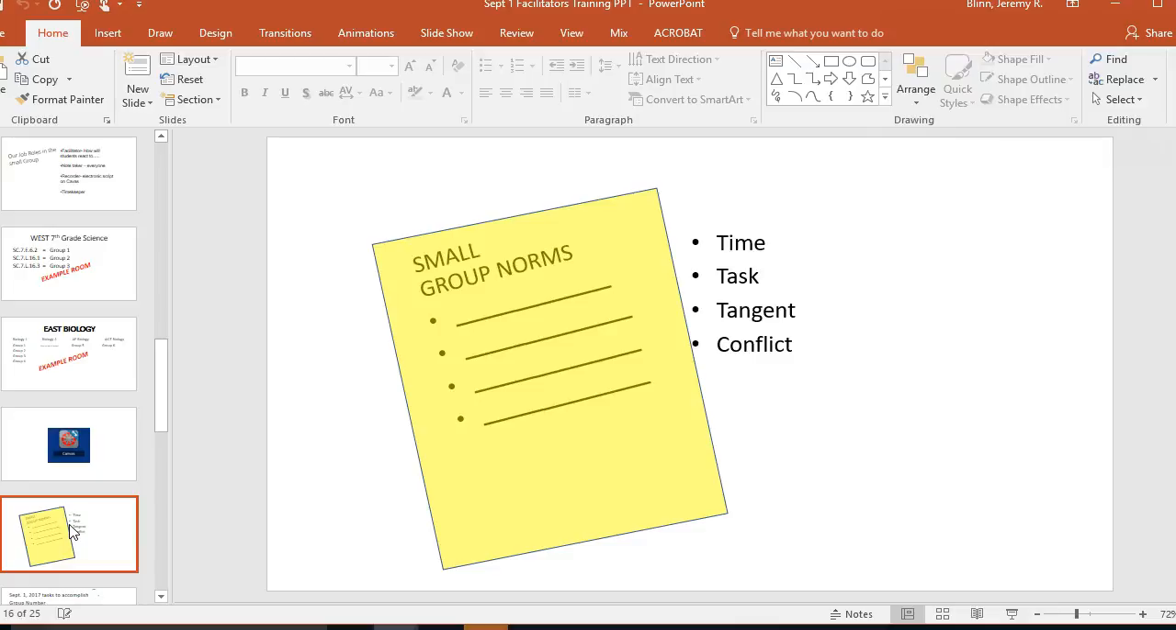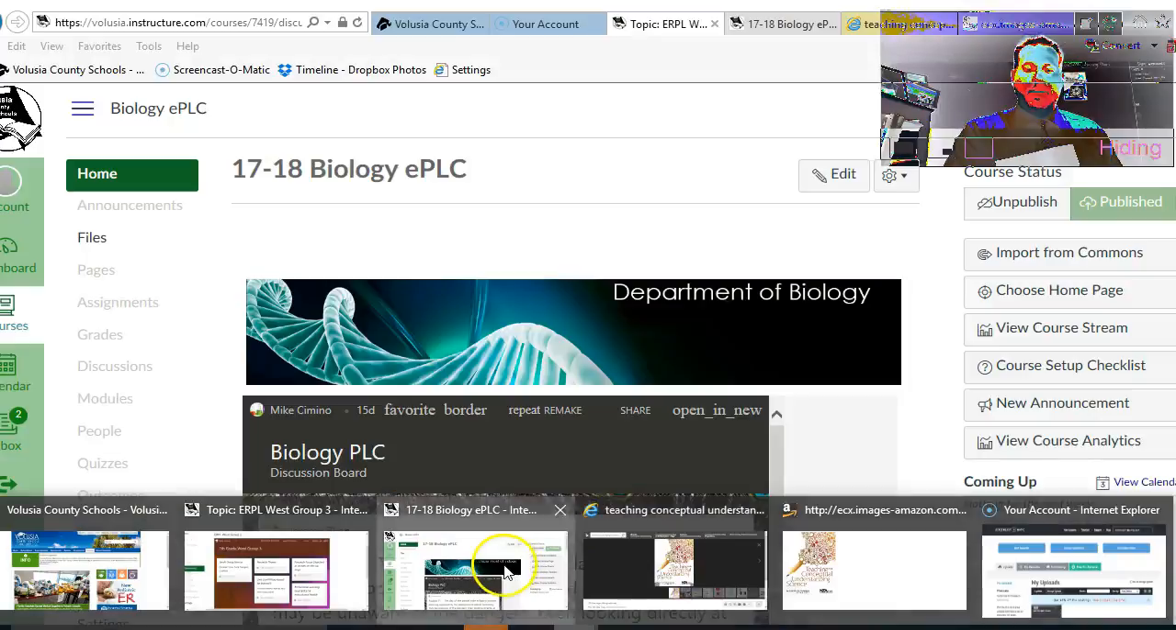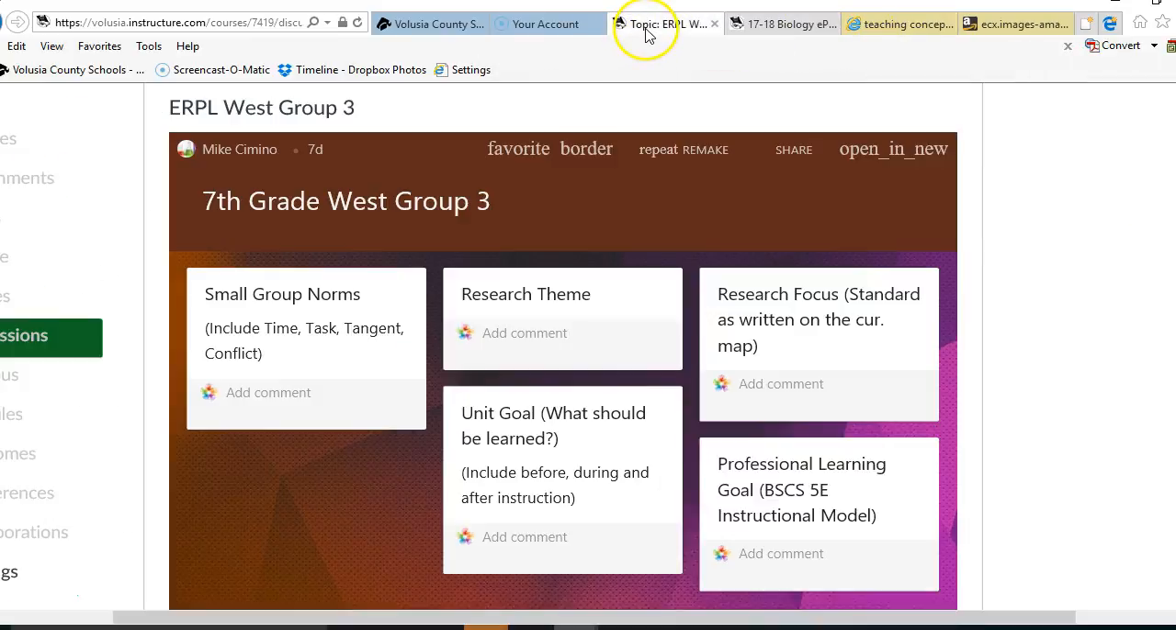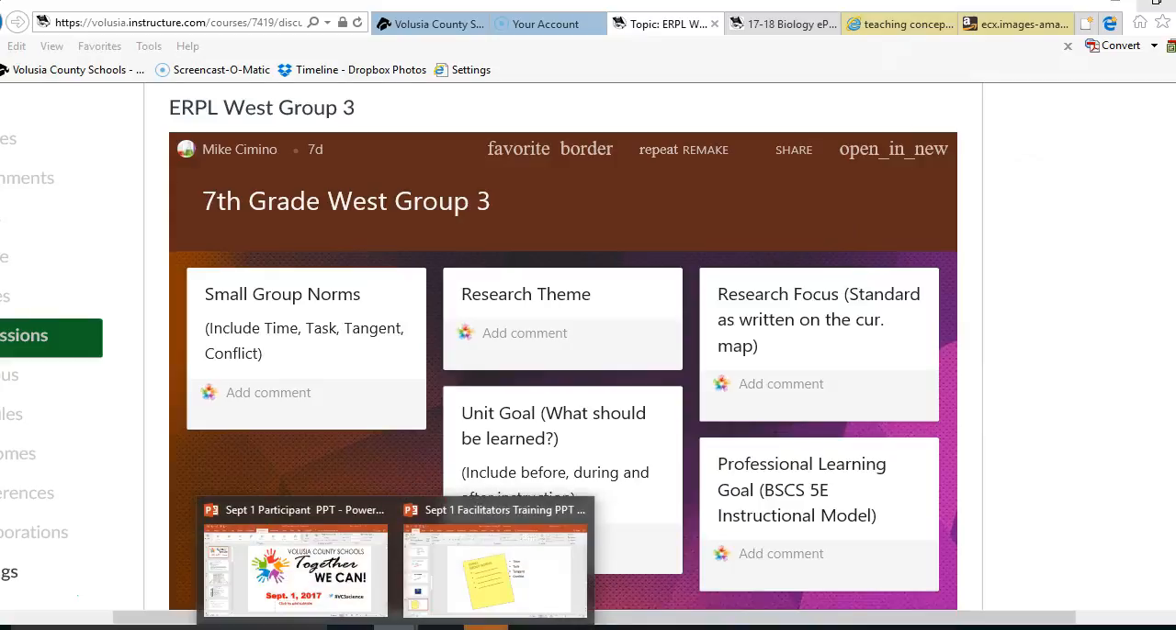So who is this going to be? This is not your large group. This is all the smaller groups in your room now. They are tasked as a small team to develop small group norms. And guess what? Yes, they report right back on that Padlet when they're finished. So back to the Padlet, the small group norms. It tells them to include time, task, tangent, conflict. So it's even got the guiding discussion points there.